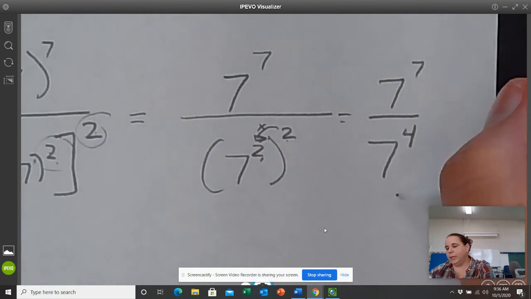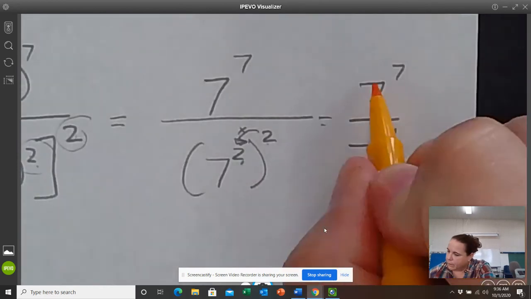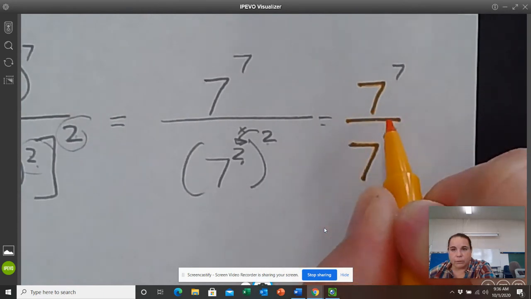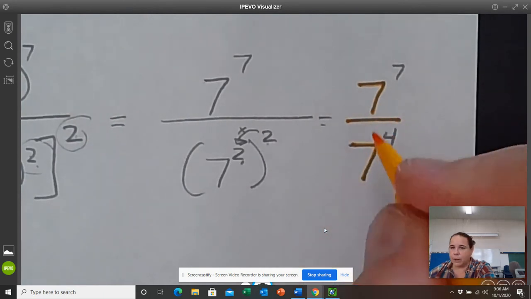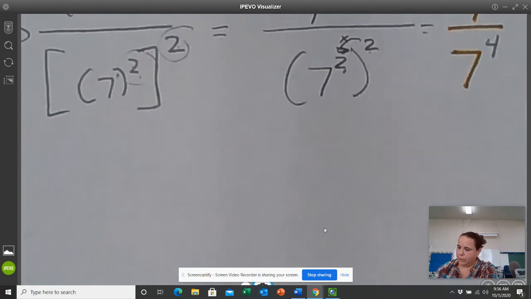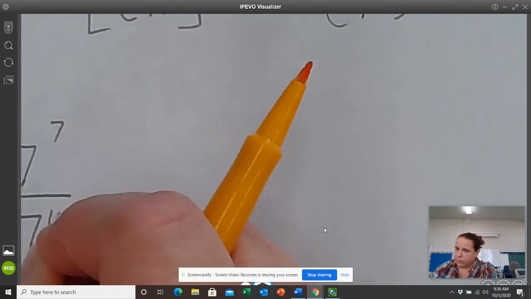Okay, I'm still looking. Can I do anything else? Is there anything else I can do? Well, I want to think to myself, hey, I see these have the same base, and then they're in a fraction. So that means I can subtract. So I'm going to rewrite it again down here. So I have 7 to the 7th over 7 to the 4th.